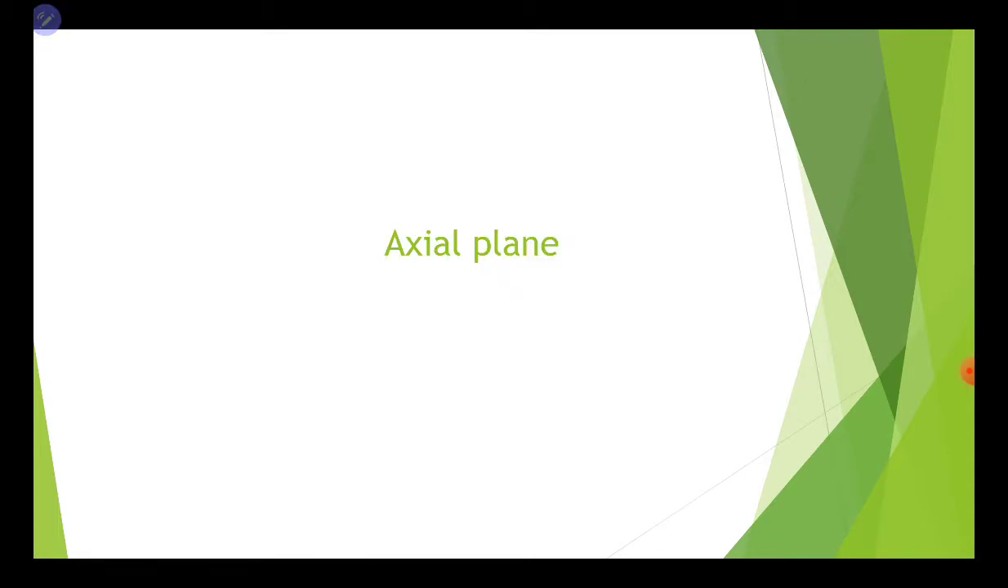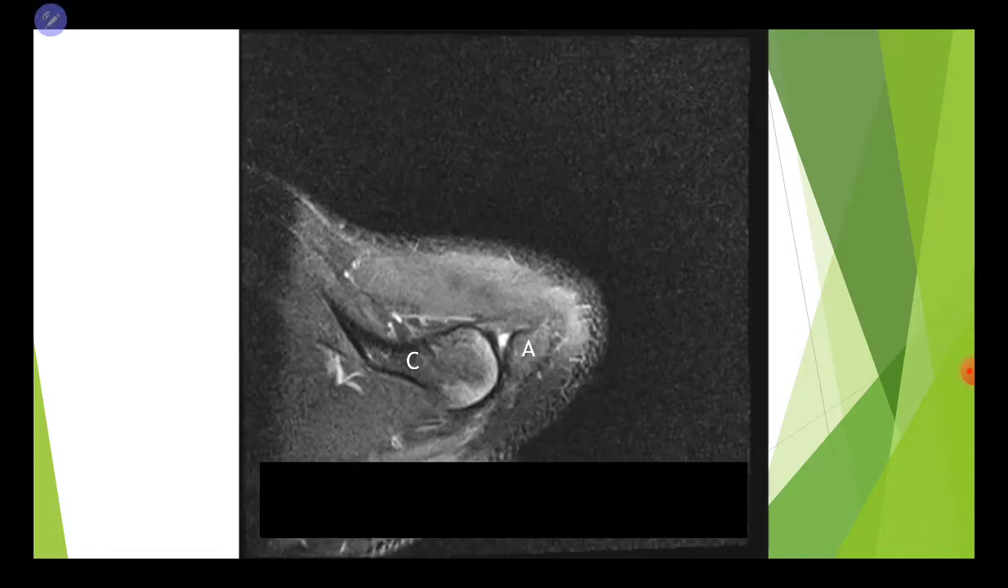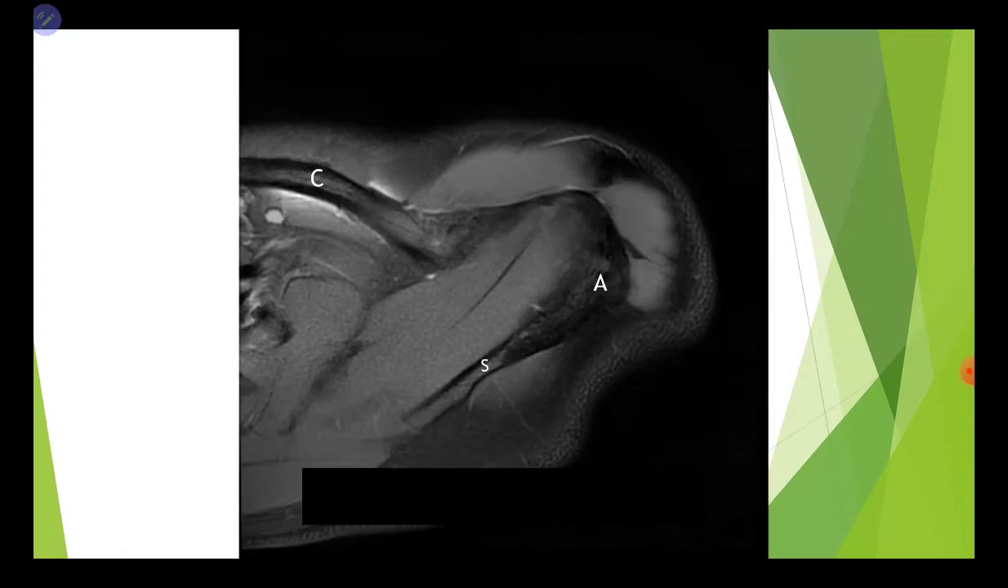Starting with the axial plane, from the cranial most section, we can see this is the clavicle, lateral end of clavicle, and this is the acromioclavicular joint. As we are moving down, we can see clearly this is the acromion process, this is the lateral end of clavicle, and this is the acromioclavicular joint. As we are moving down, we can see this is the clavicle, this is the spine of scapula which ends into the acromion process.